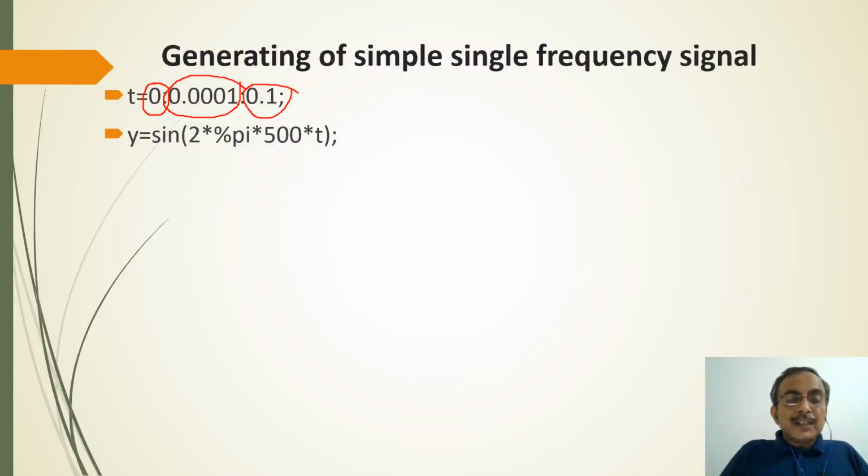And next, if we want to generate a sinusoidal signal, then we can give sin of 2 into pi. The 500 over here depicts the frequency that we want to generate. That is, the 500 hertz frequency signal will be generated, multiplied by the time, where it takes the start time as 0, increments it by 0.0001, and goes up to 0.1 second. So this is the entire duration over which this signal will be generated.